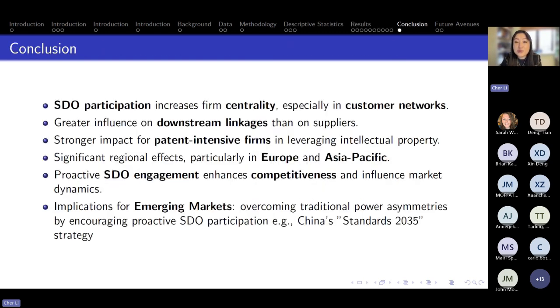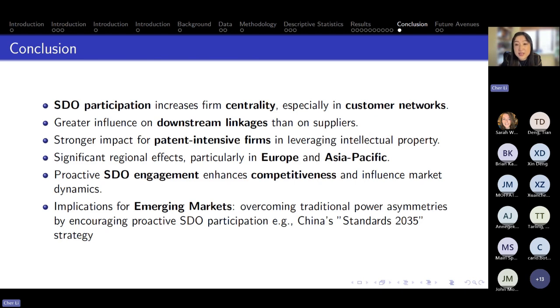So very quickly to wrap up, I think I've said quite a lot about the findings as I went along, but here's what we found: that the SDO participation does increase firm centrality, especially in their customers' networks, and the effect is much stronger in Europe and Asia Pacific than in other regions. We also found that whether a firm can truly benefit from their participation in SDO also hinges on their patent portfolio. So the ones who have a stronger innovation capacity tend to get more out of their SDO participation or their standardization effort. So here is really a key policy implication, I think, for all countries.